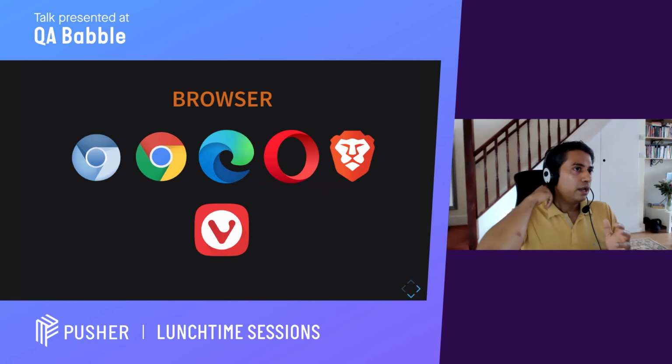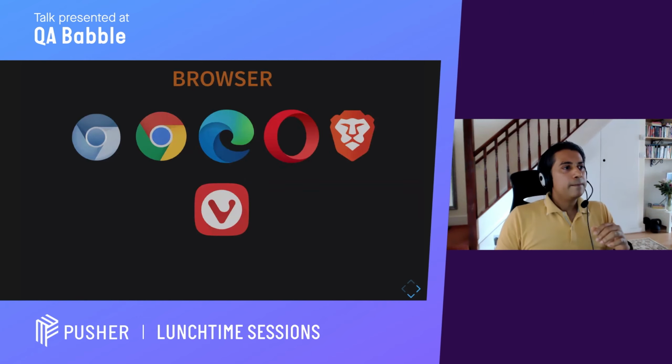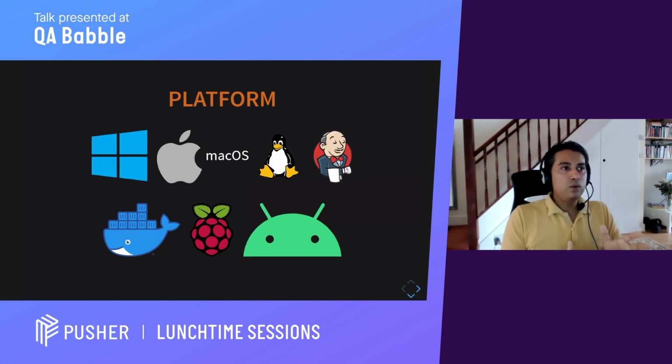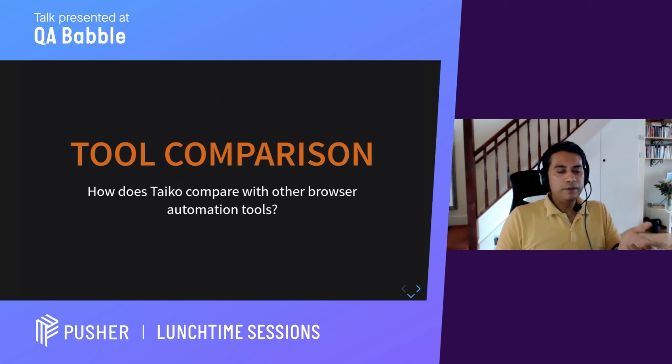As I mentioned, you can automate any of the Chromium browsers, which are Chromium, Chrome, Edge, Opera, Brave, and Vivaldi. So as you can see, you can support a lot of browsers and do your cross-browser testing. It can work on Windows, Mac OS, Linux, Jenkins, Docker, Raspberry Pi, Android. So wherever you can run Node.js, you can run Taiko. It's essentially that simple. And any of the front-end JavaScript frameworks. It's not specifically built to tackle, say, Angular, Vue, or React. It can work with any of the front-end frameworks, which is quite good.